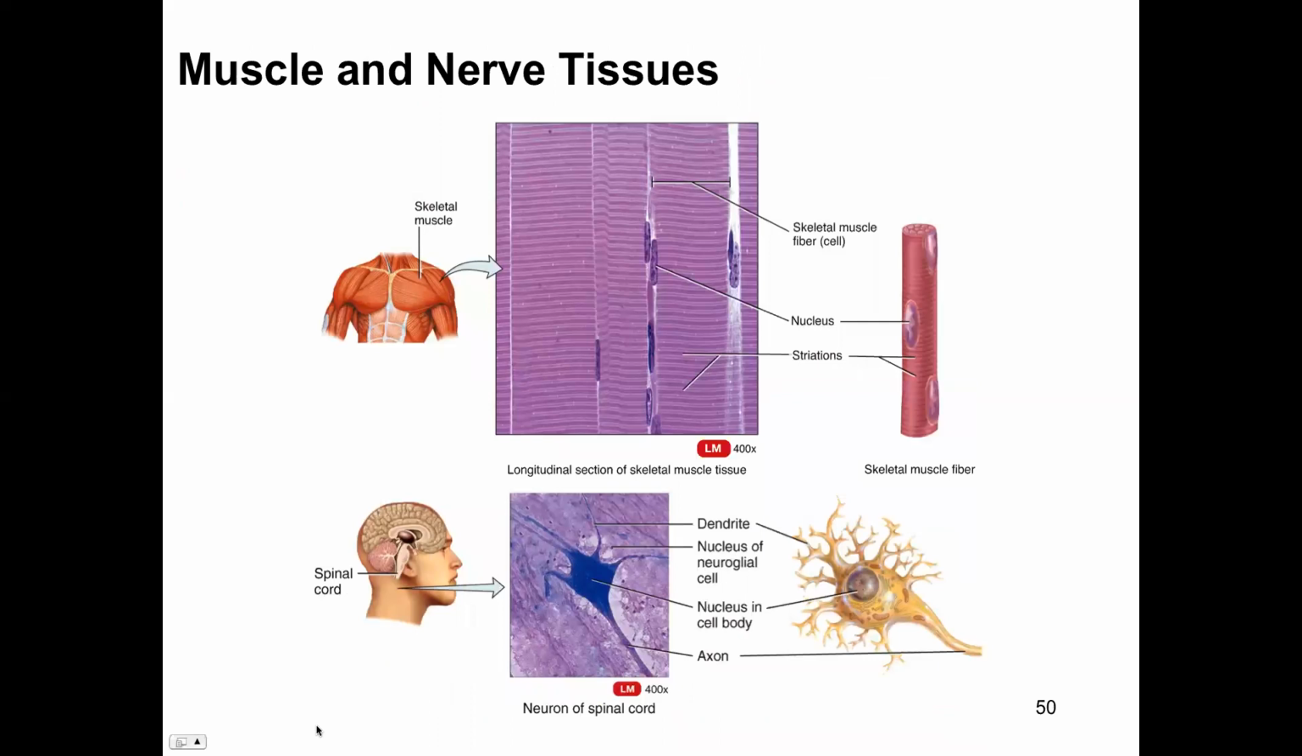Now, muscle and nervous tissue, all right? Here you can see the types of cells are different, but we often talk about them together because both muscle cells or fibers and neurons are excitable, all right? So what does that mean? Well, that means that they can carry an action potential, all right? And what is an action potential? Well, it's an electrical signal.